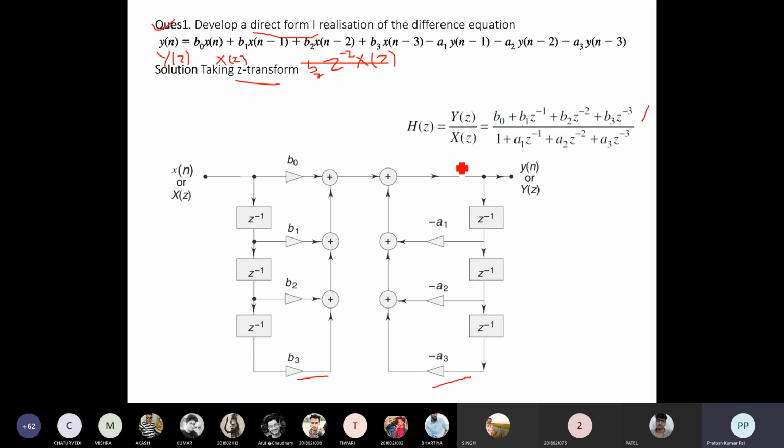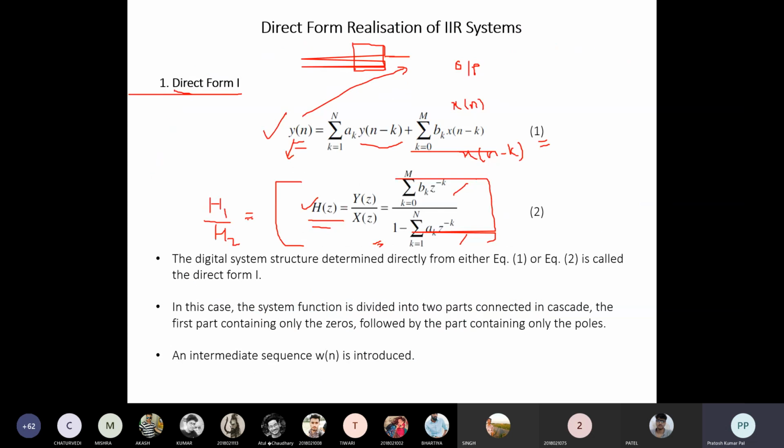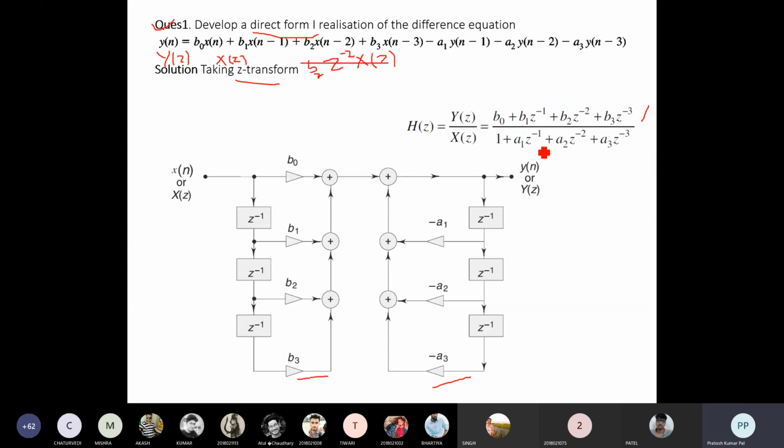Similarly, in the denominator part, the leading term should be 1. Its standard form is 1 minus something. But here it is represented with all positive terms. So once we take the negative sign outside, all the coefficients will have a negative sign. In realizing, if it is negative, it will be a positive coefficient, but if it is a positive function, we change the sign. So this is the realization of poles.